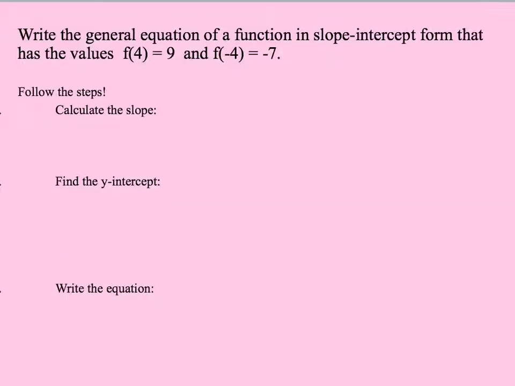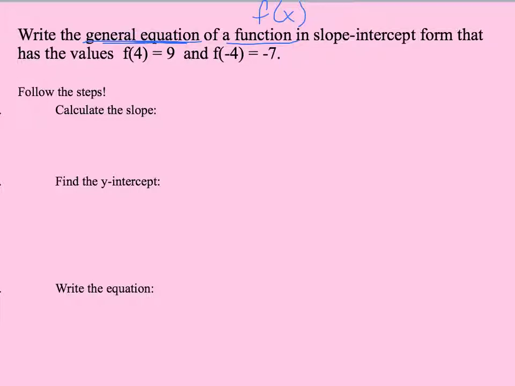Let's try another very similar problem that's worded a little bit differently. Write the general equation of a function in slope-intercept form that has the values of f of 4 equals 9 and f of -4 equals -7. So we're going to write this as a function. A function means something like f of x. A general equation means that you're going to write it in terms of x and y.